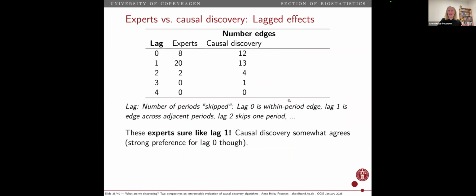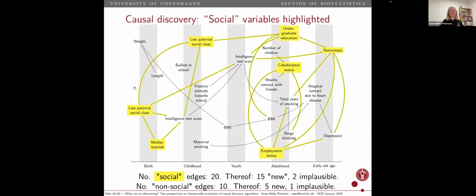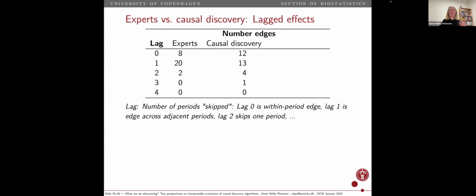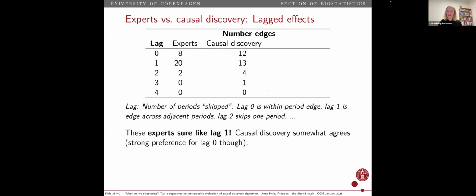And one thing that pops out for me here is that the experts sure seem to like lag 1. There are a lot of those, and a lot more than there are in the causal discovery procedure. The causal discovery procedure seems quite focused on lag 0, but I found this table to be a little bit difficult to interpret. So once again, we might use these negative controls to understand how much of this information is just embedded in the structure we have with these different tiers, where there can be different numbers of lags, and how much is specific to this application.